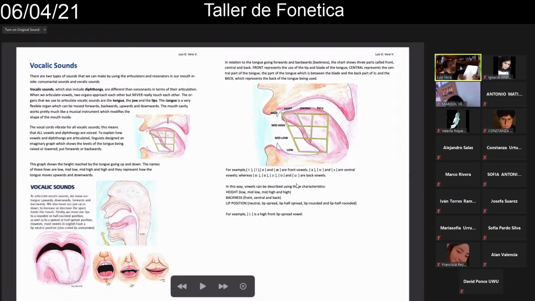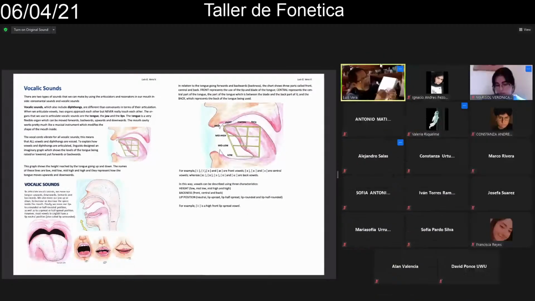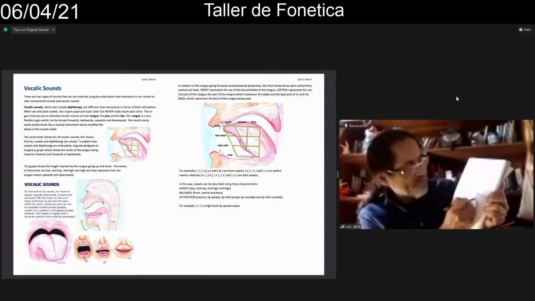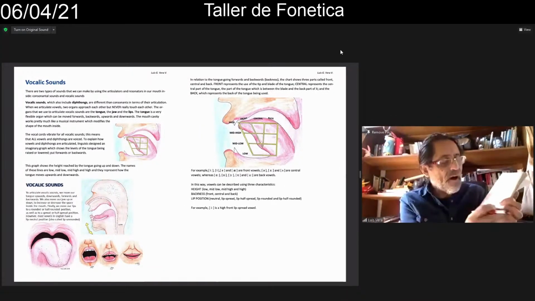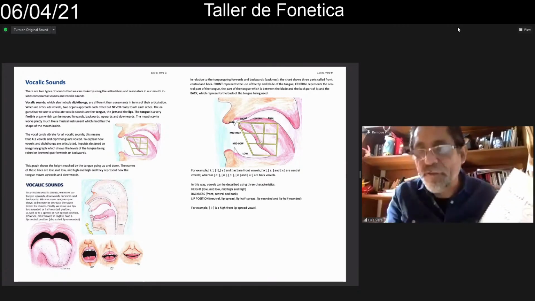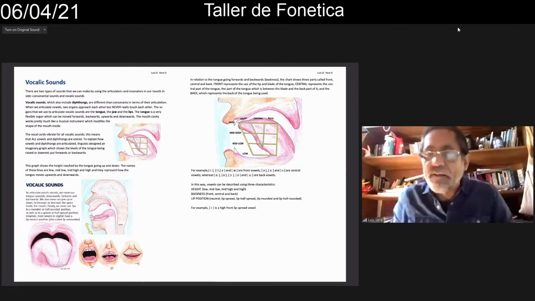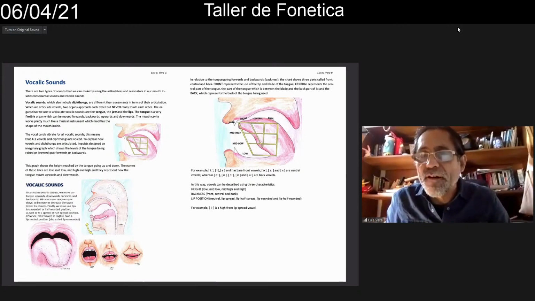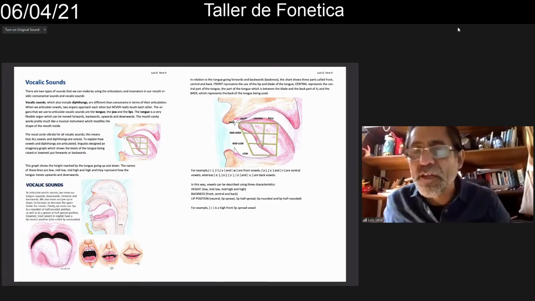The hard palate is divided in two parts. Part 1 is the alveolar ridge. That's the way you write it. Alveolar ridge. And then the other one is the post-alveolar area. These are the technical names of these parts of the mouth. We need to use the technical names, right? I don't even know the real or common names that people give them.